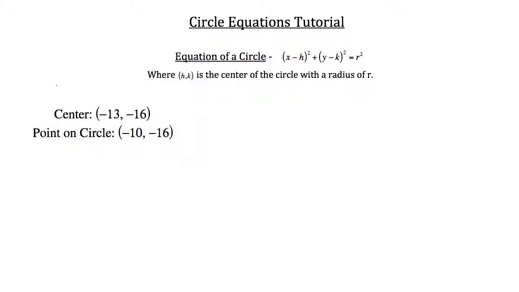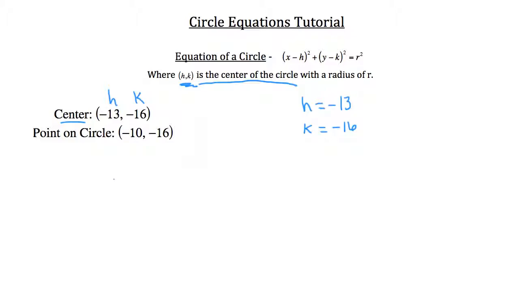Let's start by determining the center of our circle, the value of our h and the value of our k. Well, that's automatically given to us because we know that h and k is the center of a circle, and we have the center right here. So this must be our h, and this must be our k. So I'll write those over here. H is negative 13, and k is negative 16.